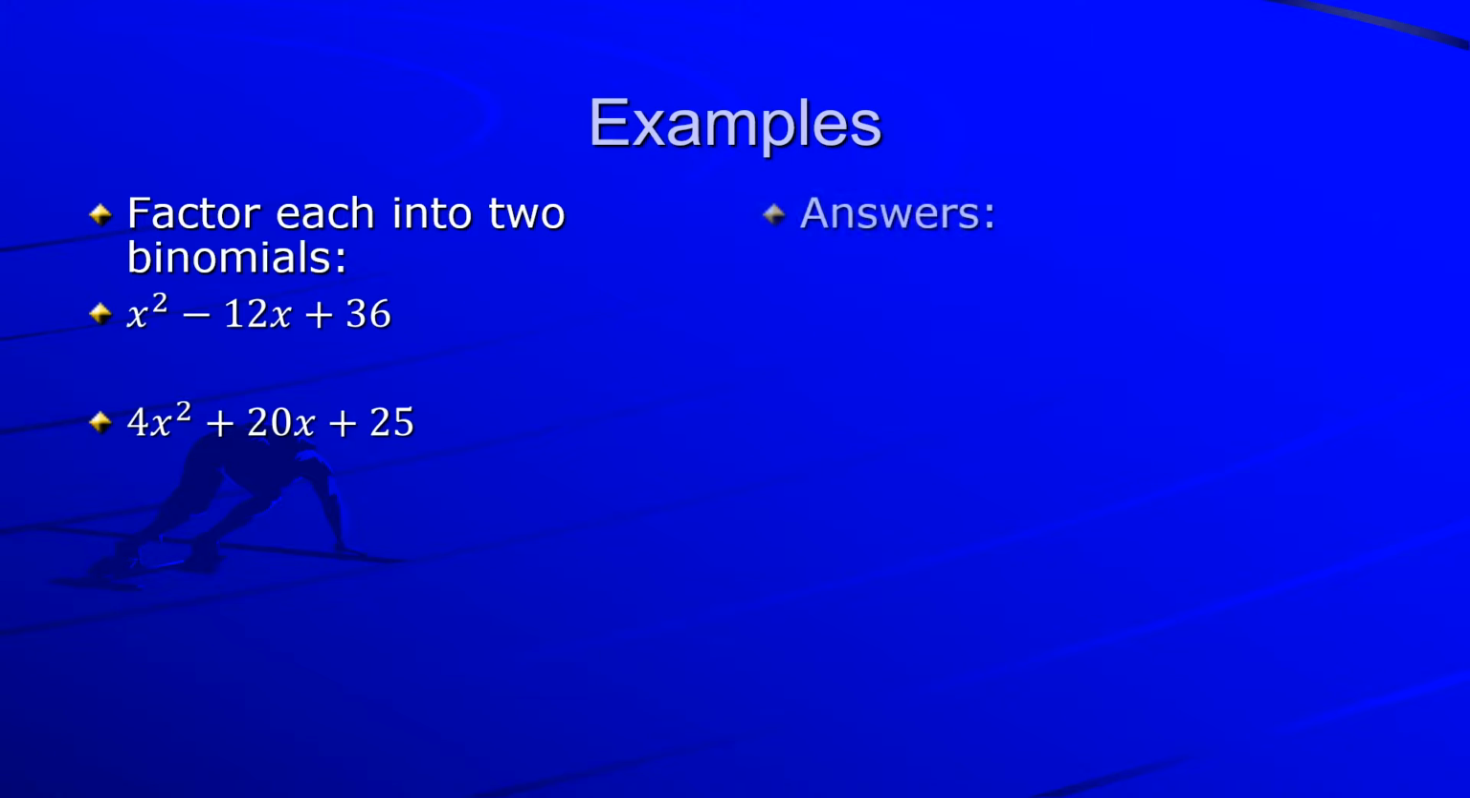Here are your answers. The first one, we're looking at x squared and 36 in the front and back. They're perfect squares. And 12x is 2 times the product of 6 and x. So we have x minus 6 quantity squared. With the second one, I'm looking at 4x squared being a perfect square, 25 being a perfect square. So I have the quantity 2x plus 5 squared.